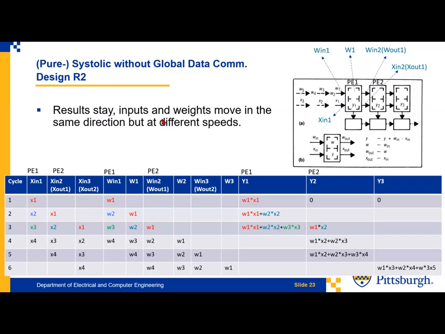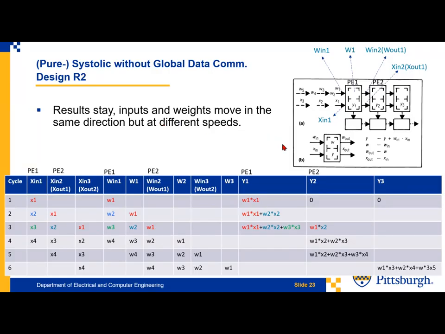And how do we fully utilize the processing element? Make the processing element busy at every cycle. This paper proposes this approach. The results stay, and the input and weight move in the same direction, but at different speeds. The key is the different speed.